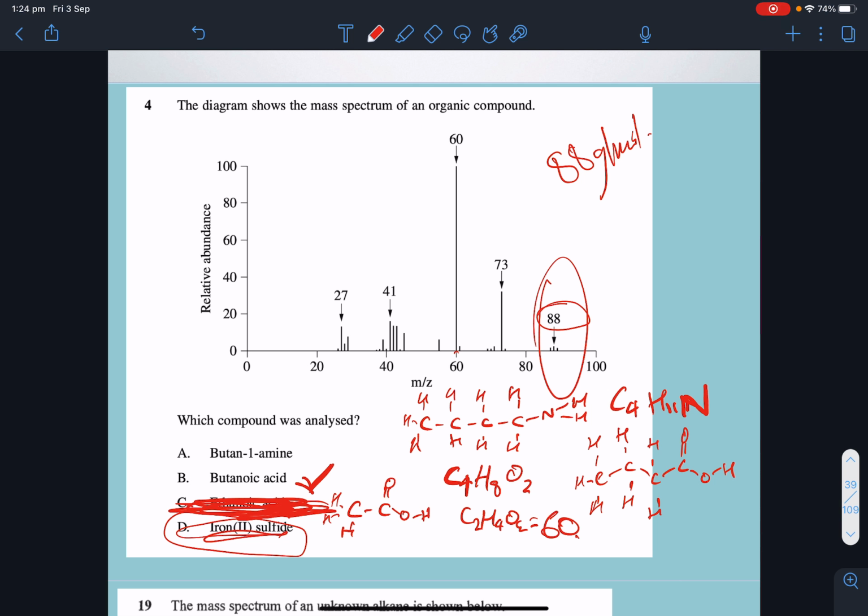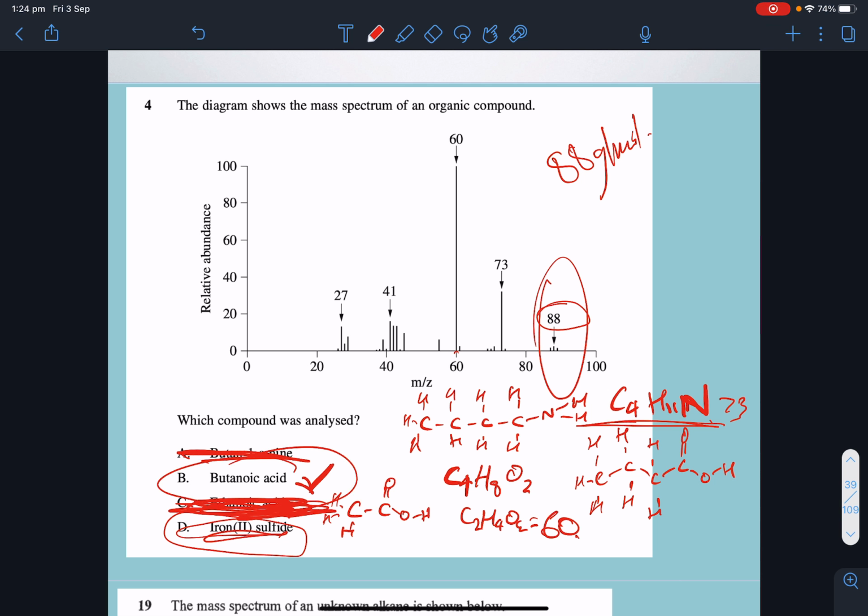Because remember, we usually deal with stuff with CnH2n, or CnH2n plus 2, or 2n minus 2. So we're often looking at even molar masses. Without calculating that, I know that with 11 hydrogens, carbon being 12 and nitrogen being 14, that's going to give us an odd molar mass. So I can cross that out, but just for clarity's sake, let's calculate it. 4 times 12 plus 11 plus 14, 73. Yep, it is odd and it doesn't match. So it's definitely butanoic acid.